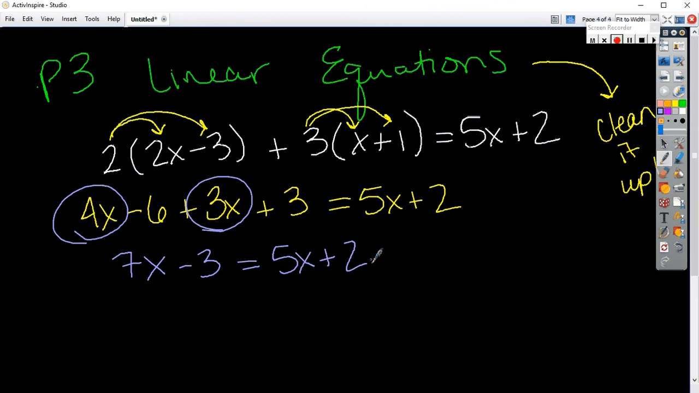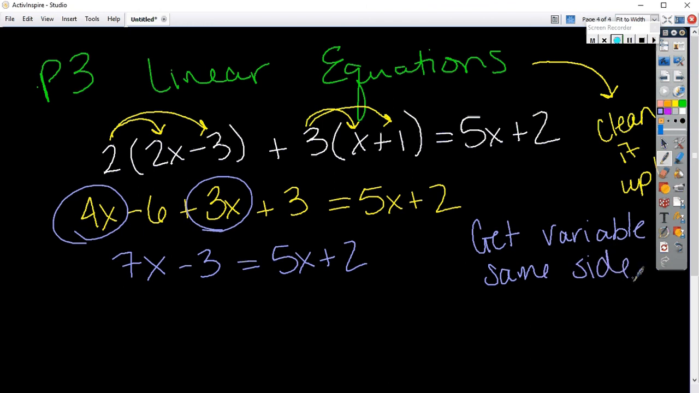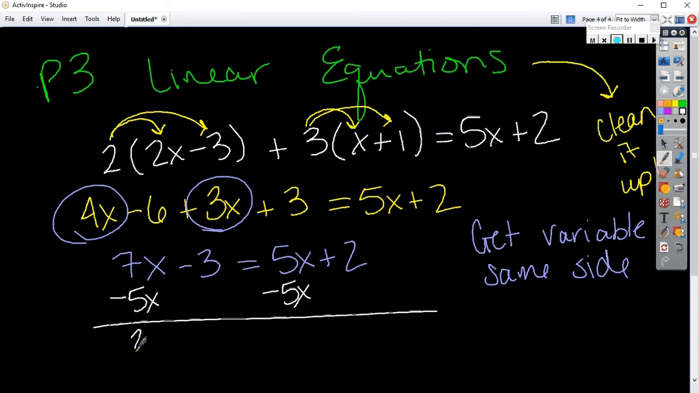Now what do we do? You want to get your x's together on the same side. I know this is like algebra 1 stuff here, but just to make sure we're all on the same page. So I'm going to subtract 5x. Why'd you move 5x and not 7x? It's smaller. It's not wrong if you move the other, but generally if we move the smaller one, it makes life a little bit easier. So I have 2x minus 3 equals 2.